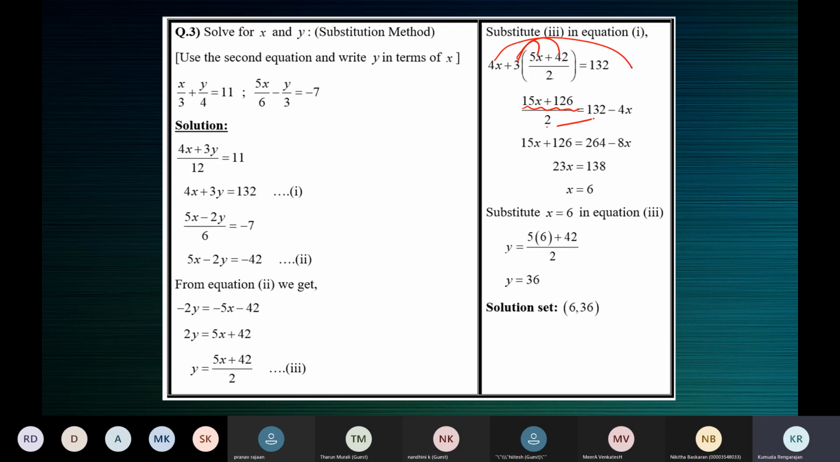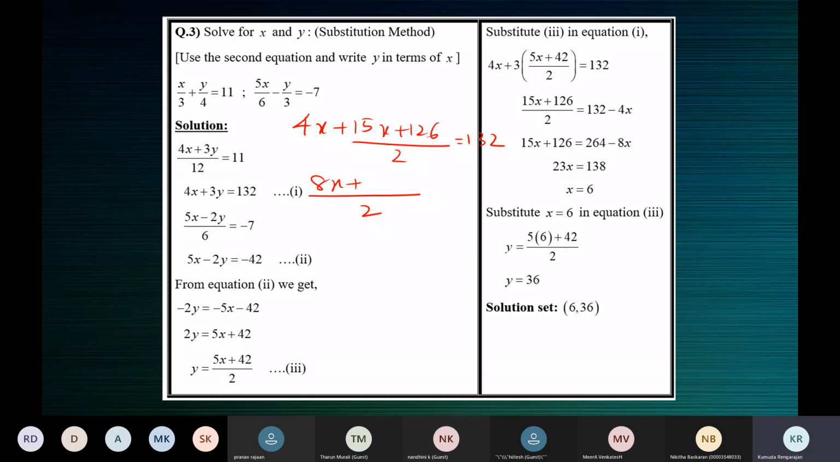And then cross multiply. 15x plus 126 is equal to, when you cross multiply, 2 into 132 is 264 minus 8x. So you get the value of x and substitute to get the value of y. See, again, children, it's not that you should do it like this. You can also work it as 4x plus 15x plus 126 divided by 2 is equal to 132. And maybe you took the LCM here. 2 is LCM, so 8x. See, simplifying is your style.